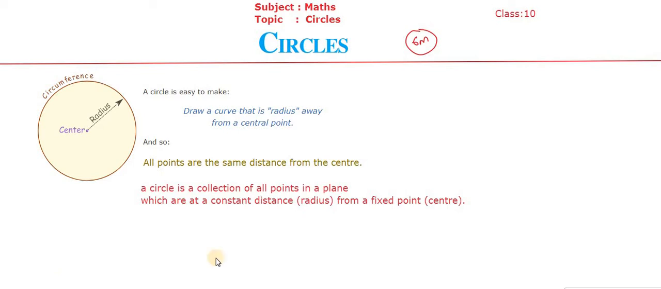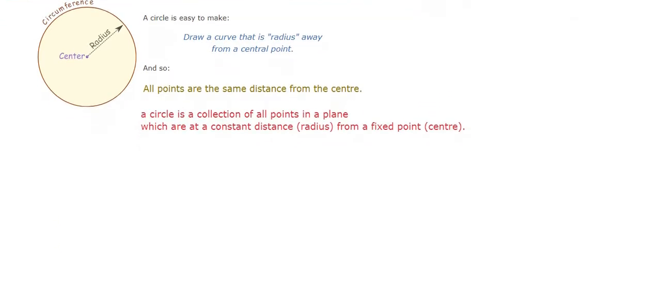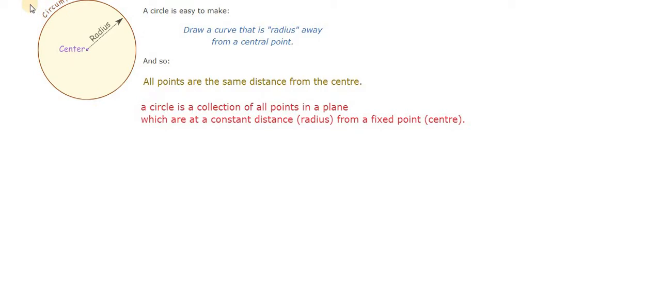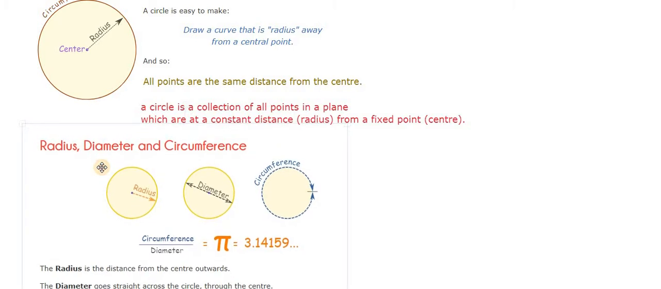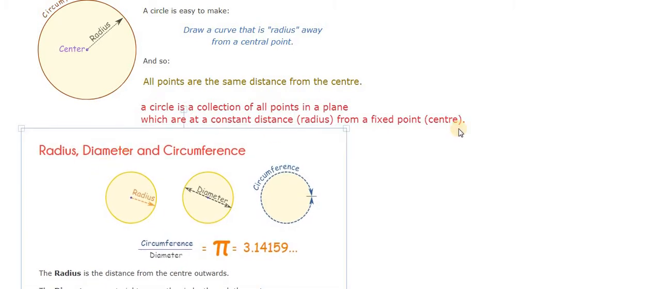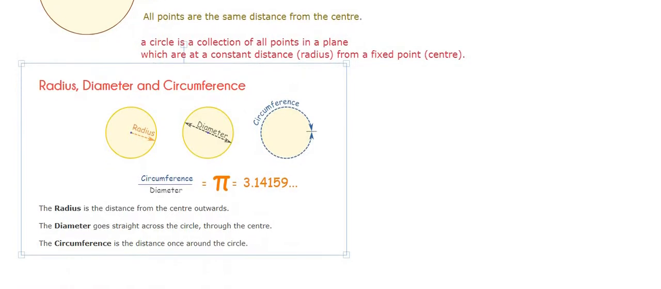Okay, next we'll move to some other different parts of the circle. What are the other different parts of the circle? These are nothing but radius, diameter and circumference. The actual definition is there for each of these. Now see here, what is radius? Radius is the distance from the center outwards, so this is the radius. The distance from the center to the circumference, outward, is known as the radius.